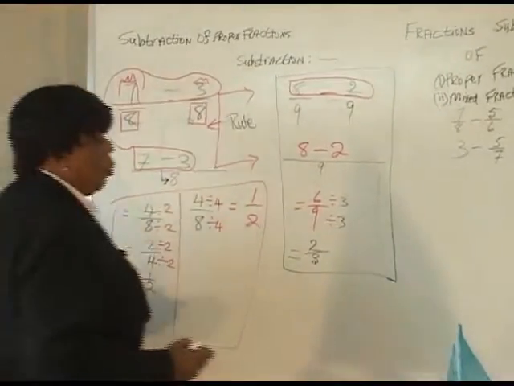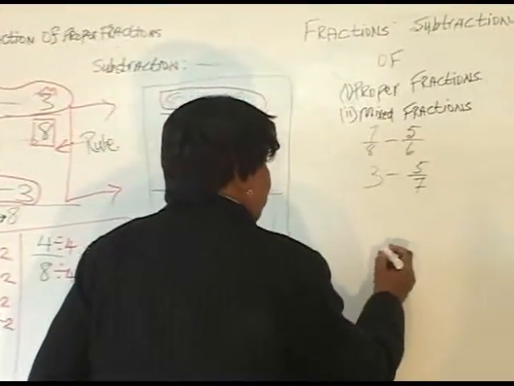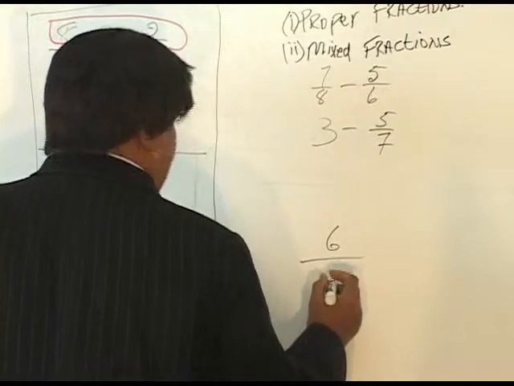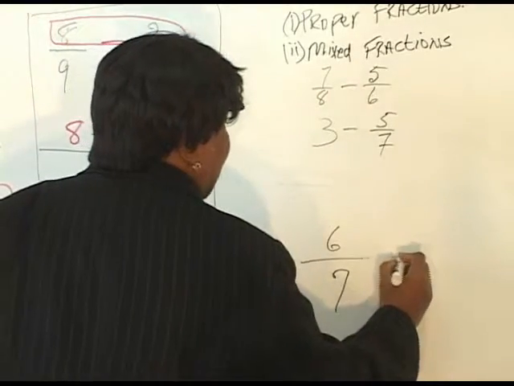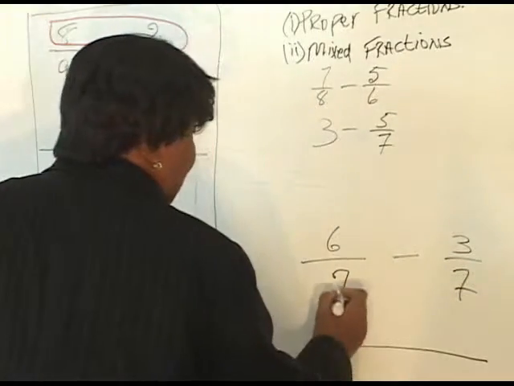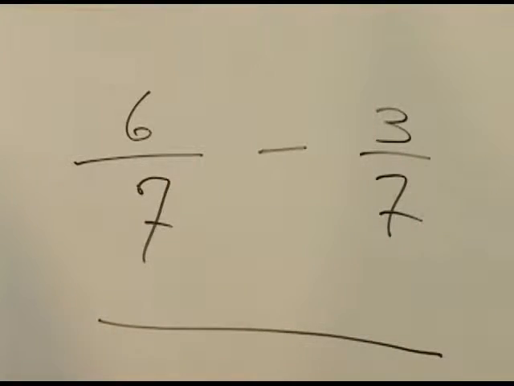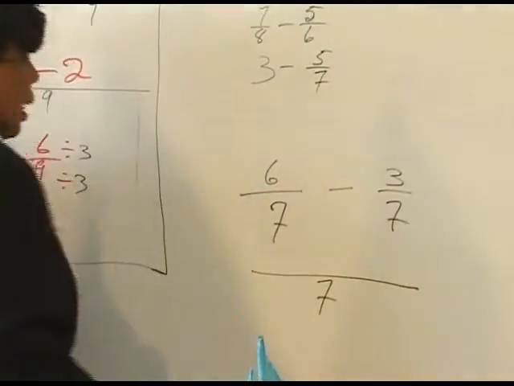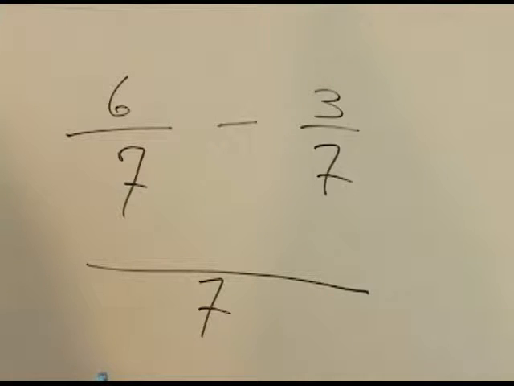Let's give you another one. Suppose we had to do 6 over 7 minus 3 over 7. Again, we are following our rules, and we say denominators are the same, so we don't have to go into anything. We write back our 7, because again, the foundations are the same. We're just taking off a piece from that house.